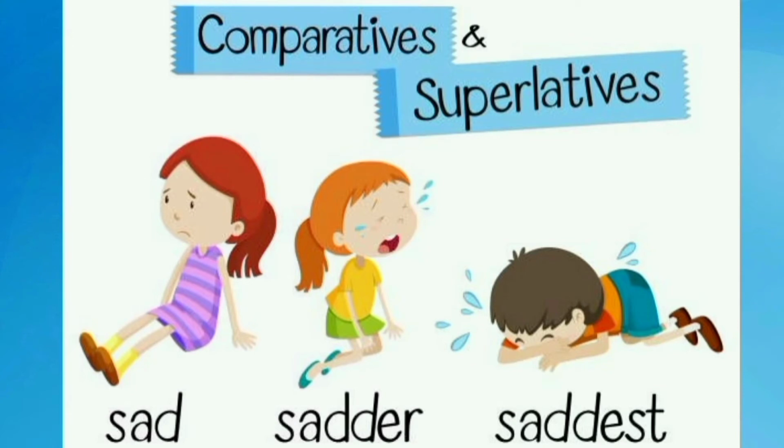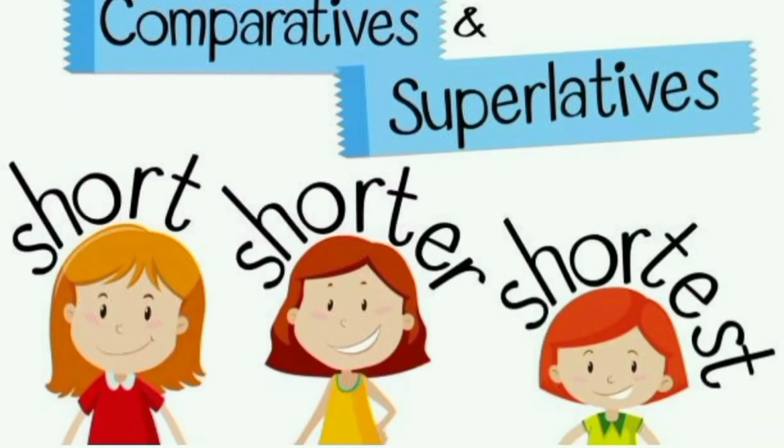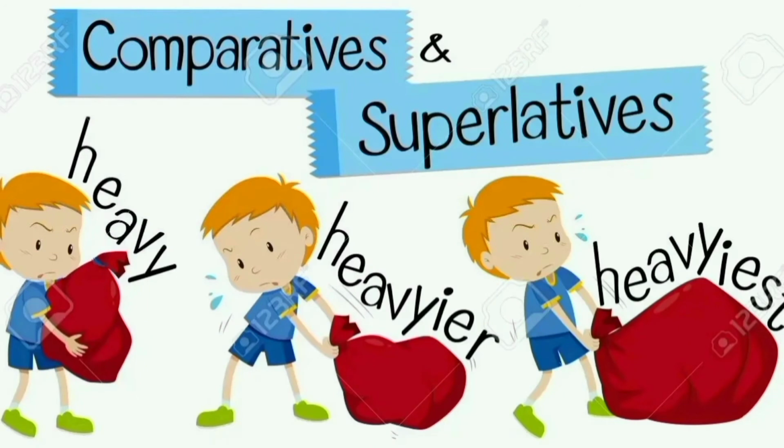For example, the adjective sad can be compared by the word sadder, and superlatively can be compared by the word saddest. The same thing applies to the word short. For the positive form, we have short. For the comparative degree, we have shorter. And for the superlative degree, we have shortest. So adjectives can have positive degrees, comparative degrees, and superlative degrees.